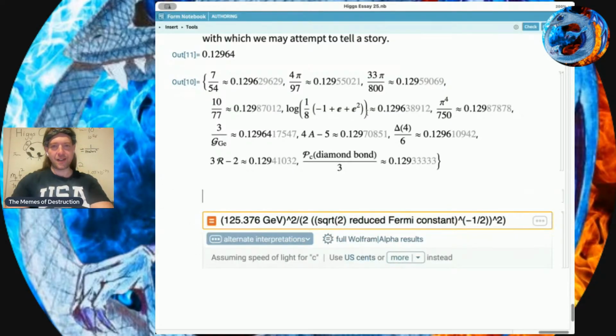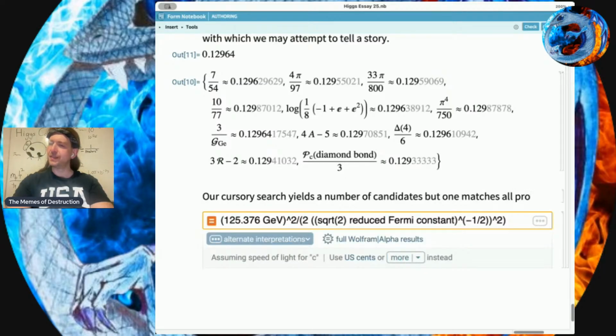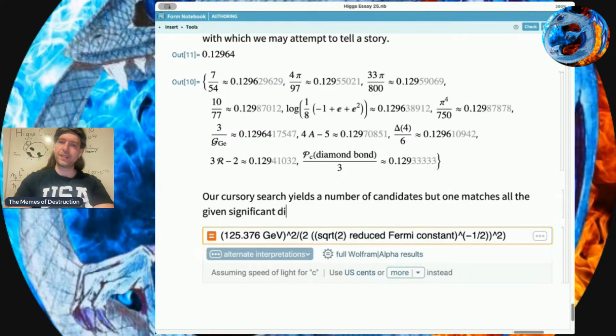Continue our cursory search. It yields candidates, but only one matches all but the last given significant digits and has an interesting closed form.